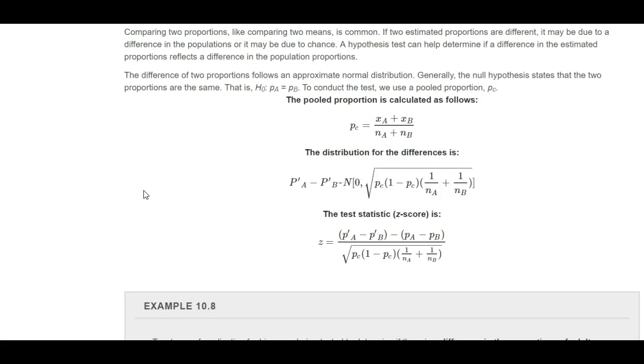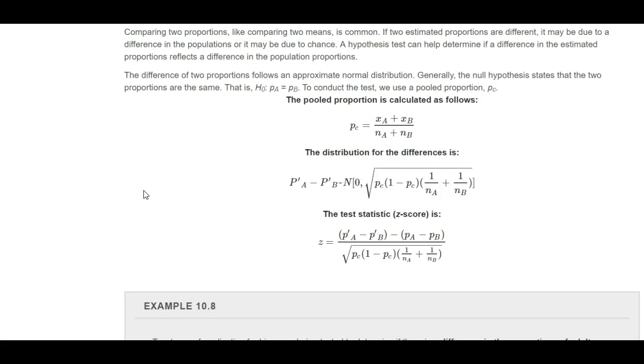The proportion is going to be: you add up all your X's in your A category, add up all your X's in your B category, add those two things together, and then divide it by the total amount that you have. That's the pooled proportion. In essence, you're kind of taking the average of everything, not worrying about whose group is in what.